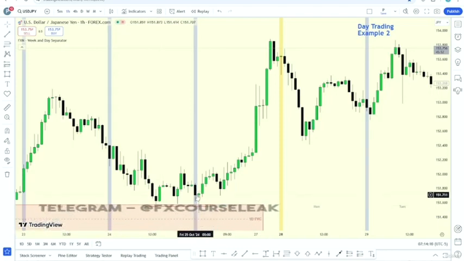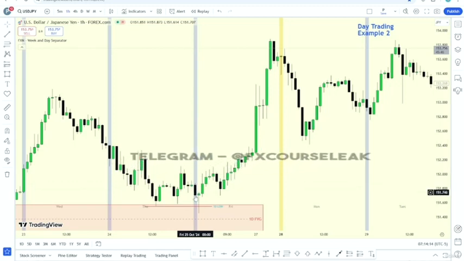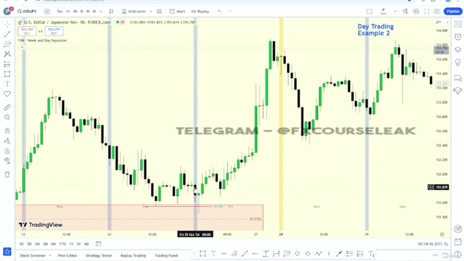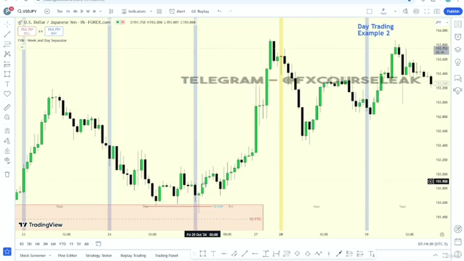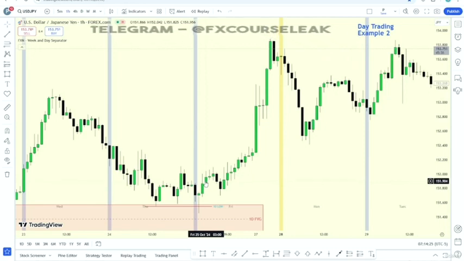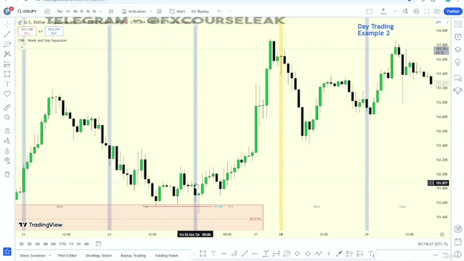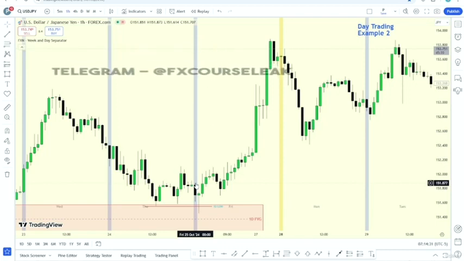Then the market started expanding higher. You can see this is a bullish order block right here. Once we took out those sell side liquidity, the market expanded higher, confirming this order block here. Once the high of this candle is closed above on this candle at 3 a.m., that is our confirmed bullish order block. So what we can do now is look at potential targets.